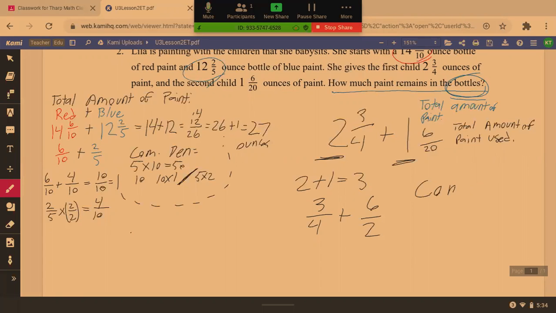The common denominator, well, we could do 4 times 20 equals 80. Or we could just do 20 because 4 times 5 equals 20. They have that in common. So let's do some manipulation to get 3/4 to that common denominator.